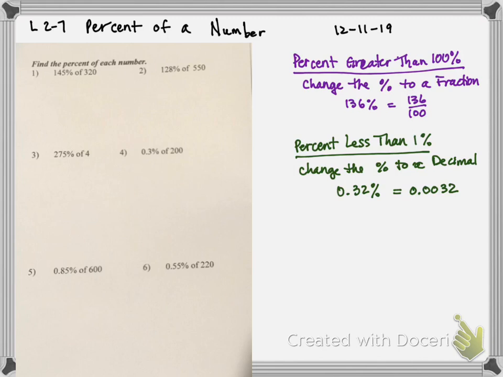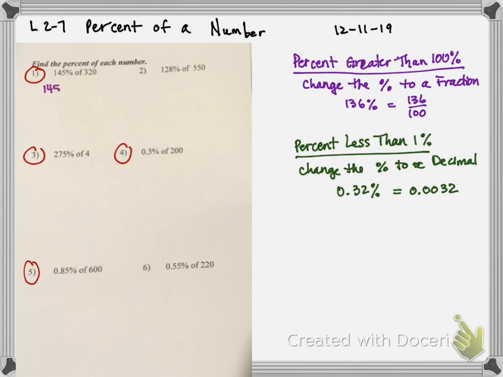So we're going to do questions 1, 3, 4, 5. Okay, those are the only ones, and then we'll leave the other two. I decided I wanted to do one of each kind. So here we go. On number 1, I'm going to take my percent that's over 100, and I'm going to make it a fraction.